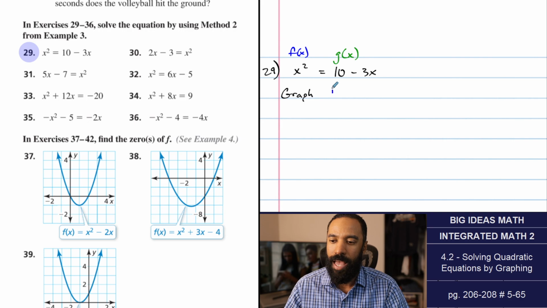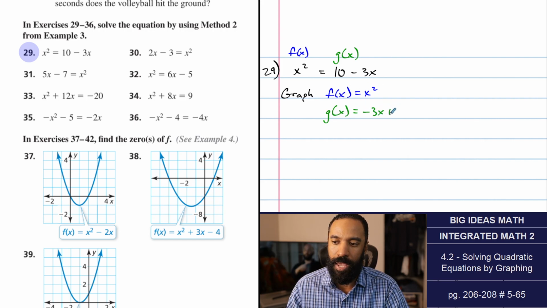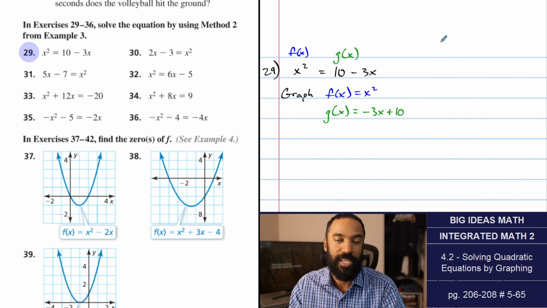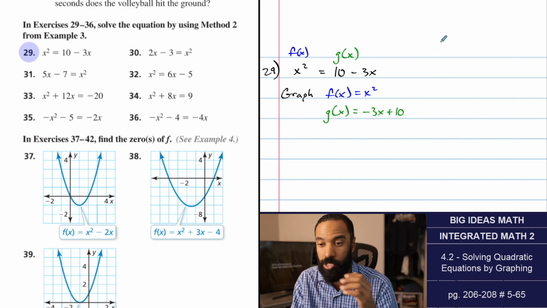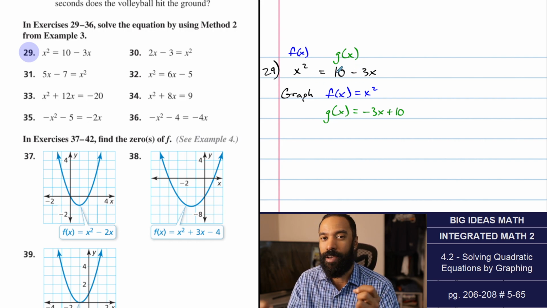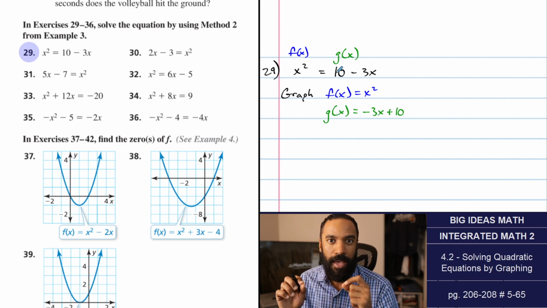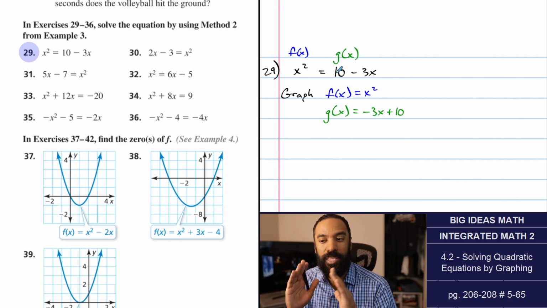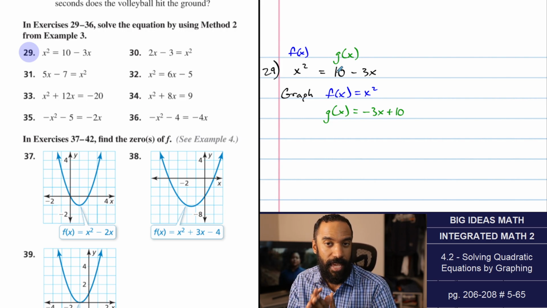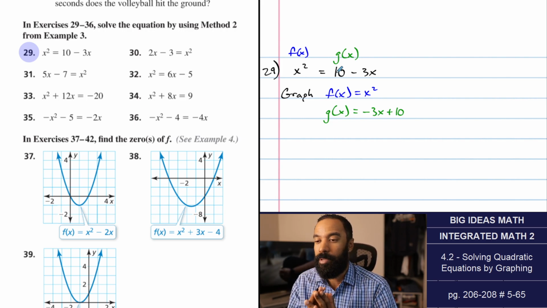So we're going to graph f of x equals x squared. We're going to graph g of x equals, I'm going to rewrite this as negative 3x plus 10. I still want some form of standard form. Where do these intersect? What x values? Those are the same things. So notice, if I added 3x and subtracted 10 and found x-intercepts, those x values are going to be the same x values I find here where these two graphs intersect. There'll be different y values than the x-axis, likely. There'll be different y values, but they are the same x values where they intersect.